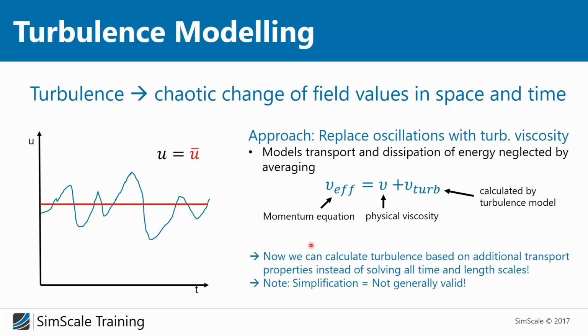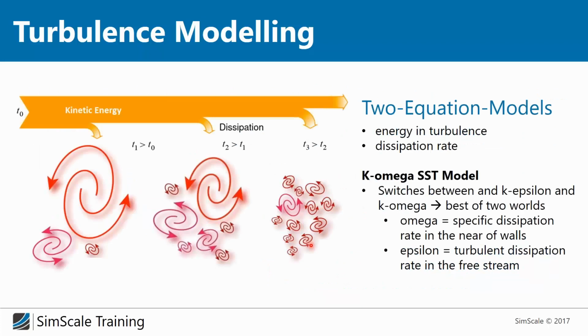And very important, this is a major simplification. It's not generally valid, but for external aerodynamics, there are some turbulence models which are robust. There are a lot of turbulence models, by the way, using different approaches to calculate and represent this turbulent viscosity. Especially for external car aerodynamics, we have some turbulence models which are highly validated, which are robust, and which you can really use for your fluid flow simulation. And there are so-called one equation, two equation, even three equation models. The difference is how many independent equations they use to describe and express turbulence.